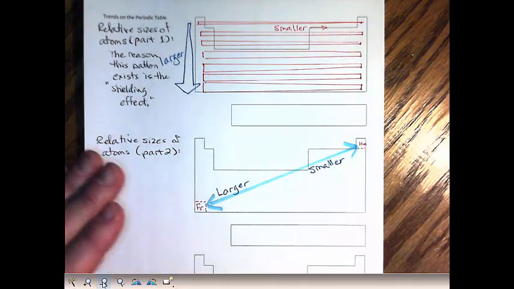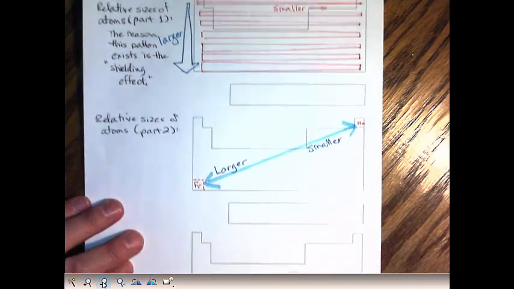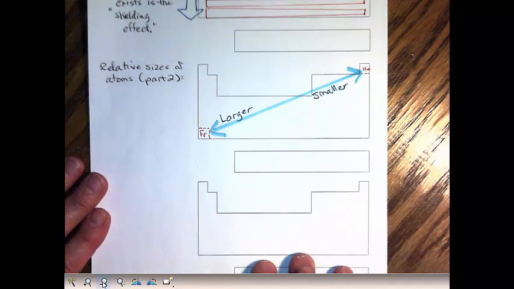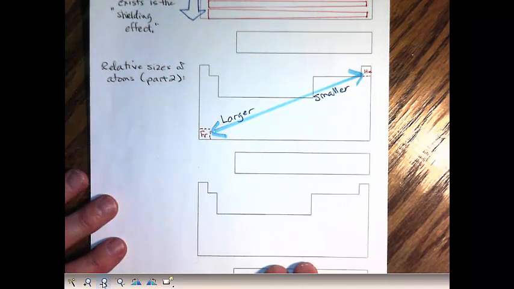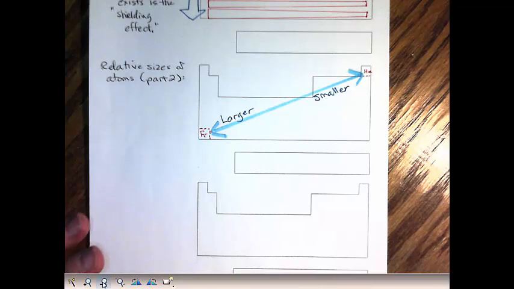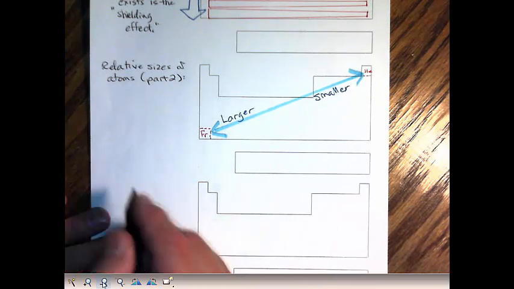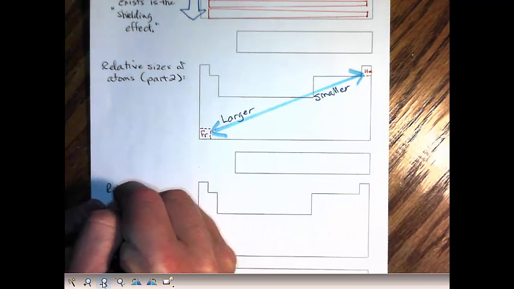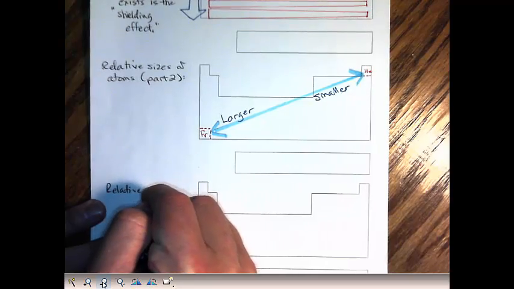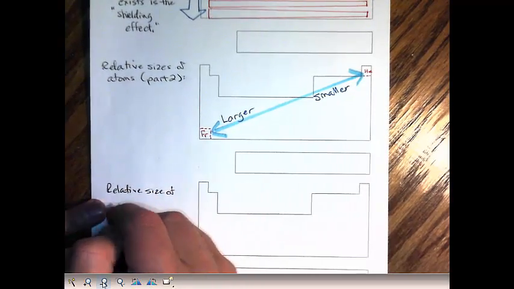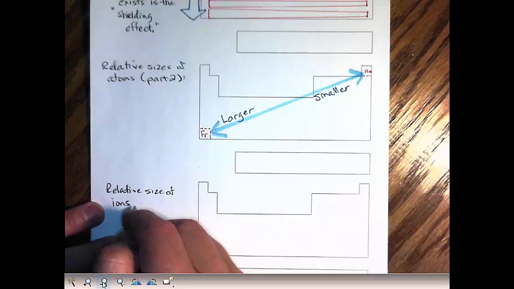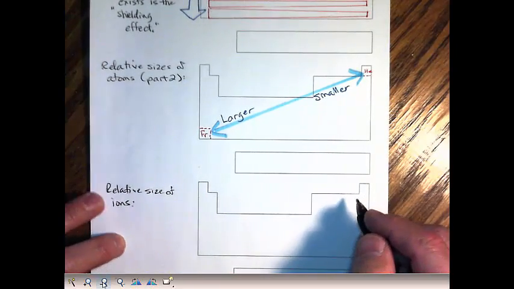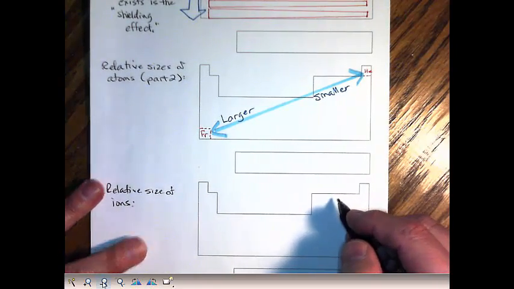This is the relative size of atoms. Later on, really in the next unit, we'll find out about how atoms form ions. I'm not going to spend a lot of time on this, just give you a quick introduction to it. Okay, relative size of ions. Not a lot of time spent on it at all.